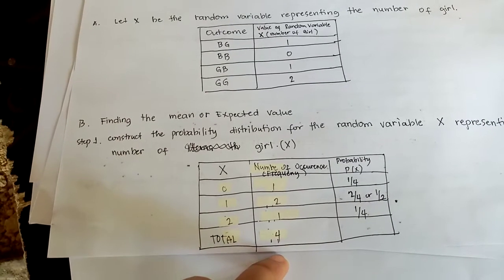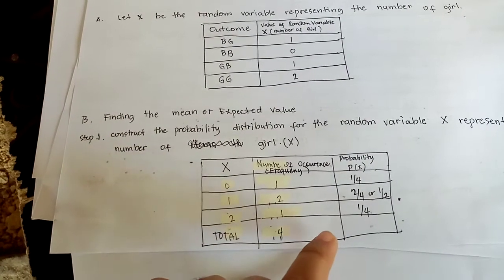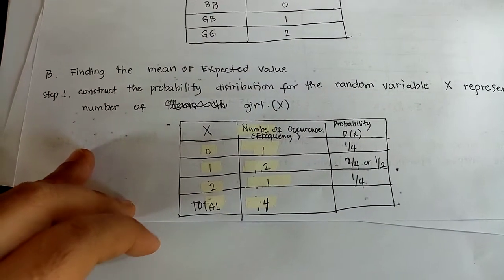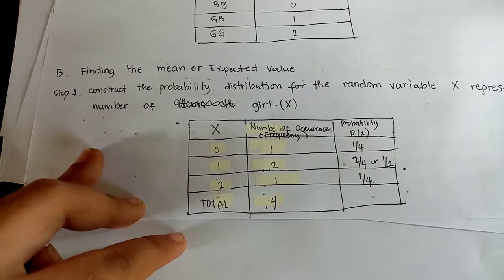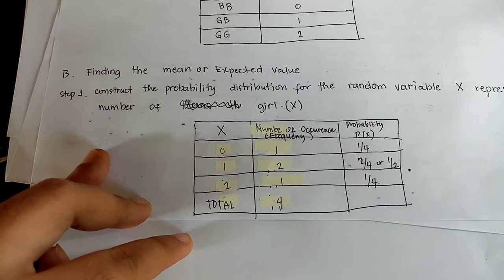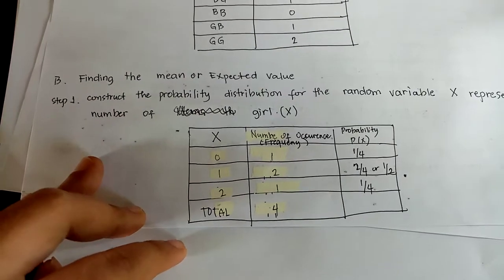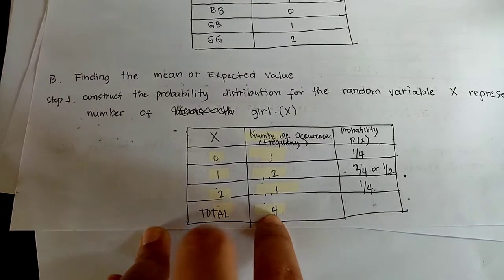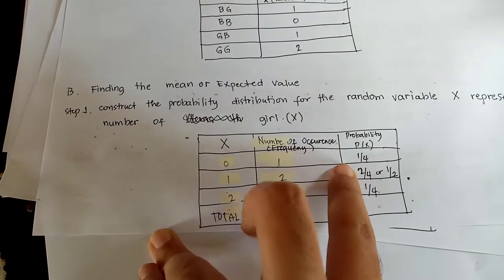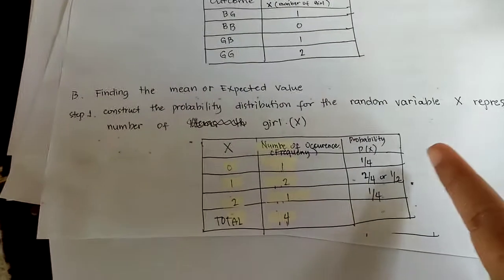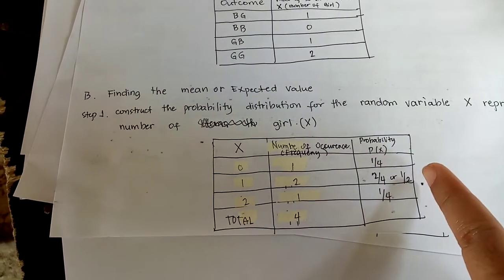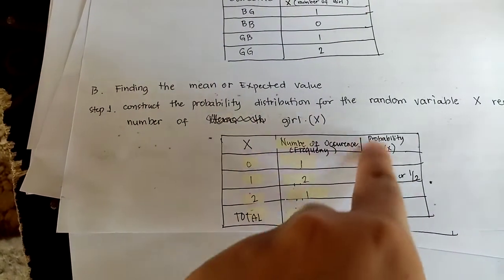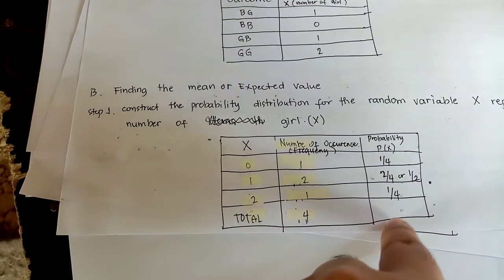So, para makuha po yung probability, sa pagkuha po ng probability, the probability is from the range of 0 to 1. So, since the total number of frequency is 4, we have the probability is 1/4, 2/4 or 1/2, and 1/4. So, kapag tinotal nyo po lahat ito, this is equal to 1.